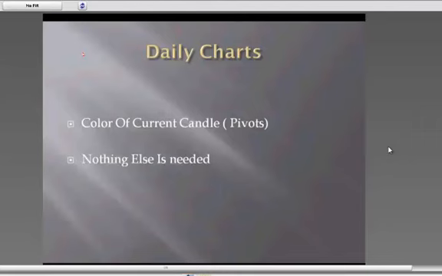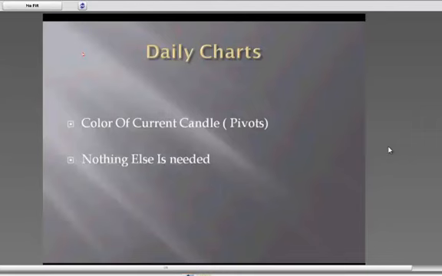Daily chart. Color of the current candle. Why? Pivot points. When I say current candle, I mean the one that closed yesterday at 5 o'clock. If you're at 2 in the morning looking at your charts, it's yesterday's close, right? Nothing else is needed from the daily charts. That's all you want to know. The direction, I don't care. The trend, I don't care. Why? The daily chart is too slow. You'll miss the action waiting for that to develop.